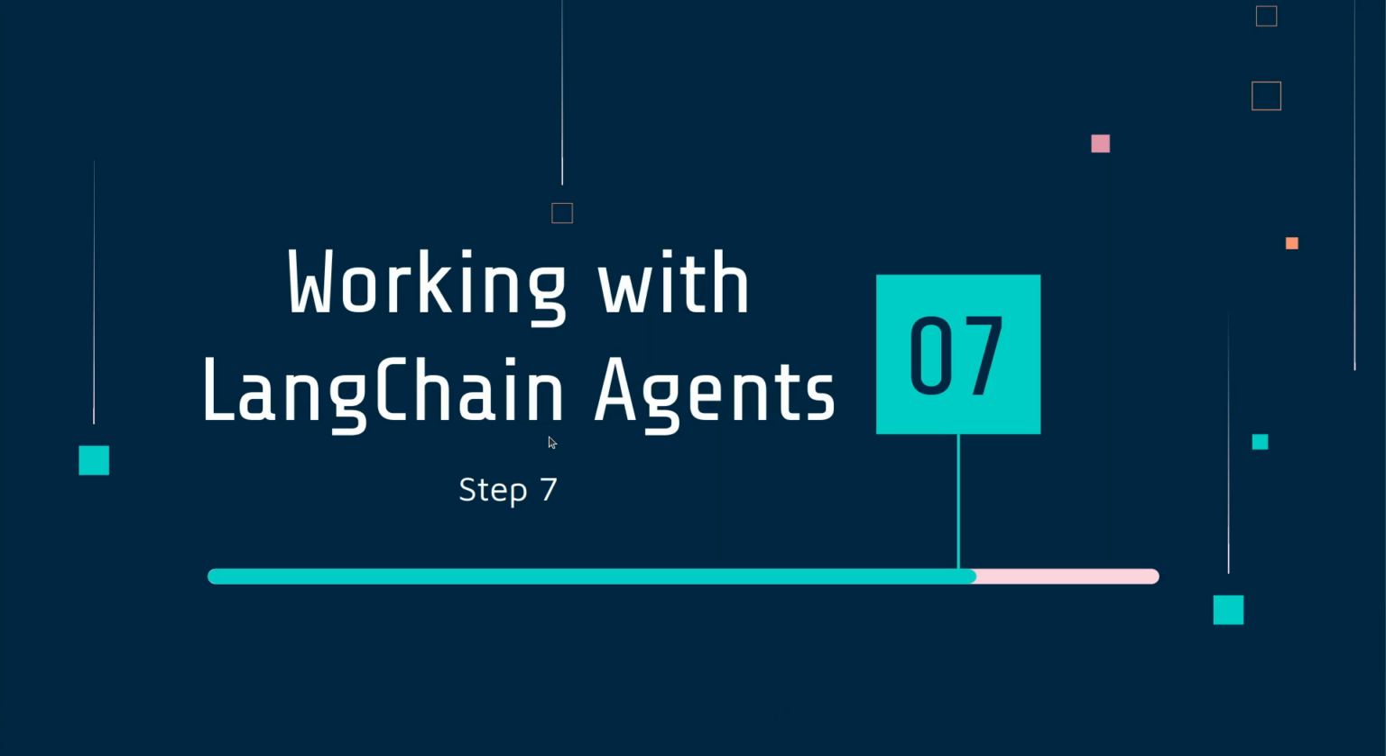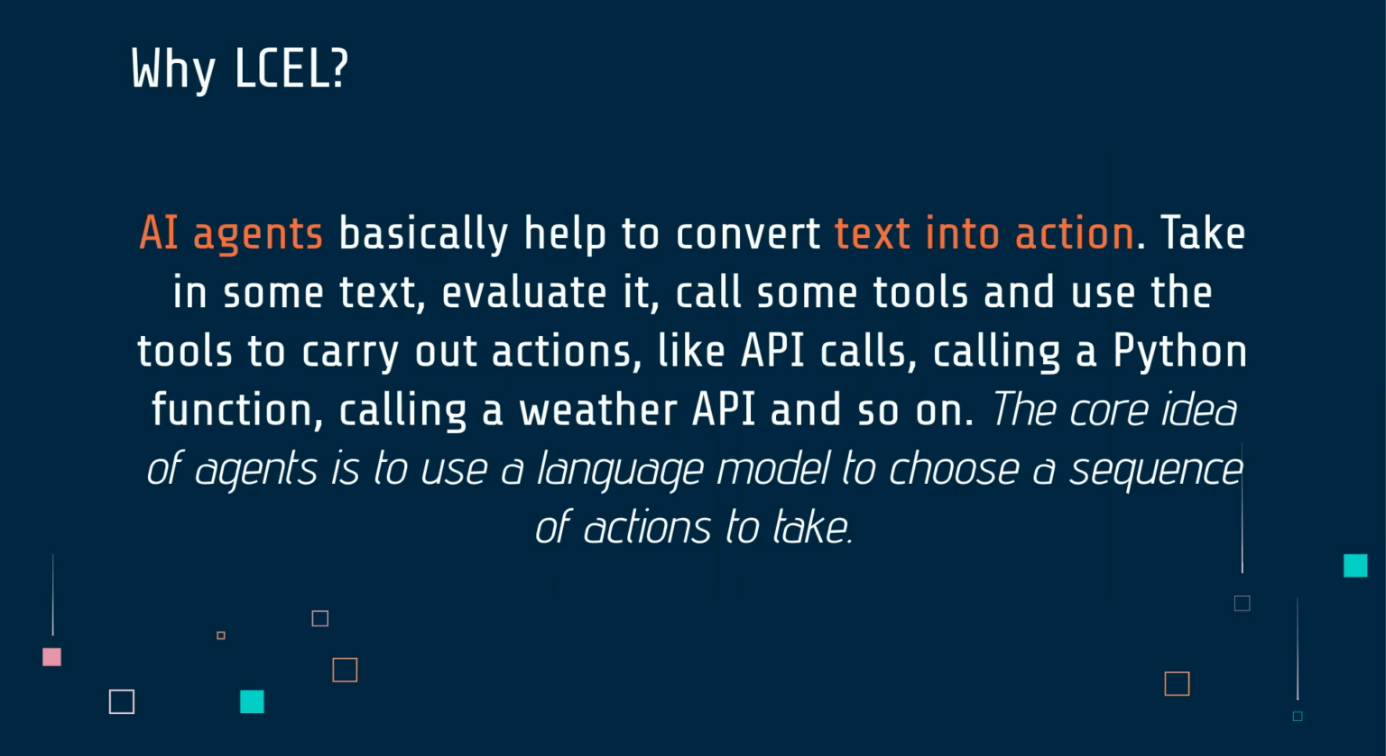So let's now start working with LangChain agents. What are agents really? An AI agent basically helps to convert text into action. You might think, okay, that's a bit strange. What do you mean by that?